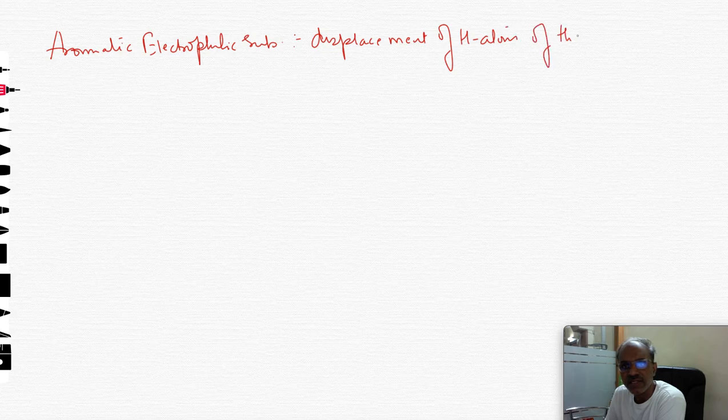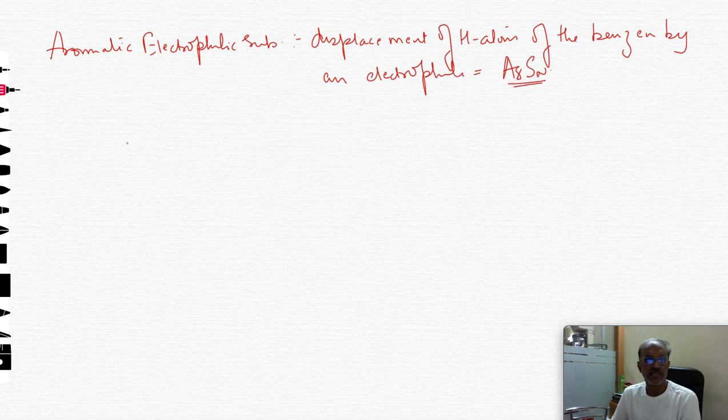So what do you mean by aromatic electrophilic substitution? Displacement of a hydrogen atom of the benzene ring by an electrophile. Today the best example we'll take is the electrophilic substitution reaction of benzene.